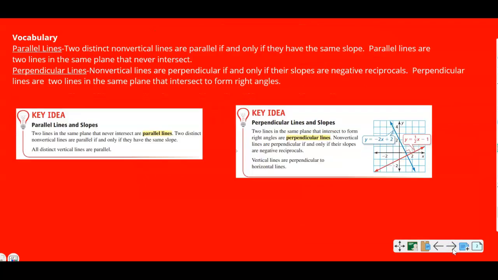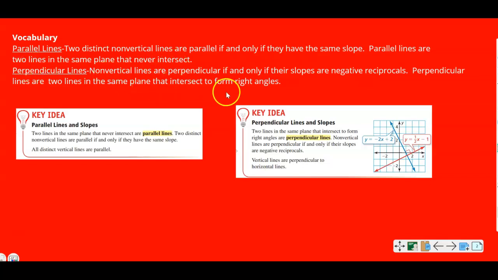All right, your vocabulary is always very important. Parallel lines: two distinct non-vertical lines are parallel if and only if they have the same slope. All right, same slope. That is very important. Parallel lines are two lines in the same plane that never intersect.